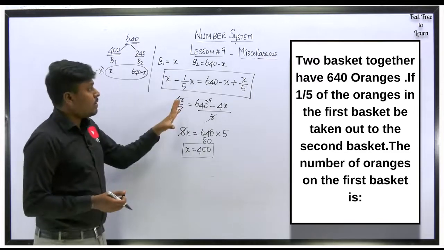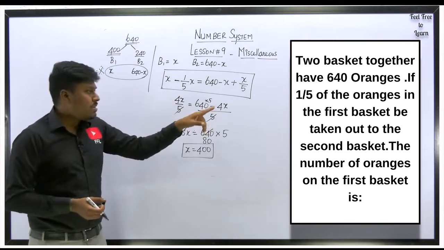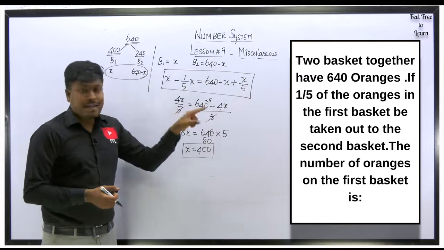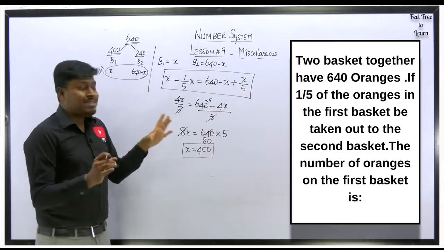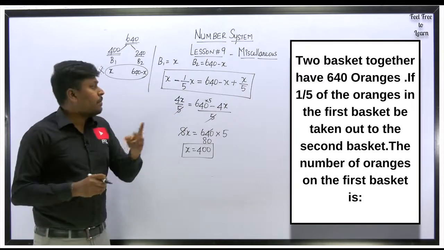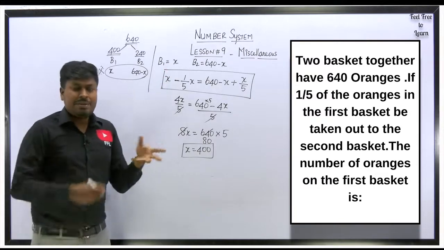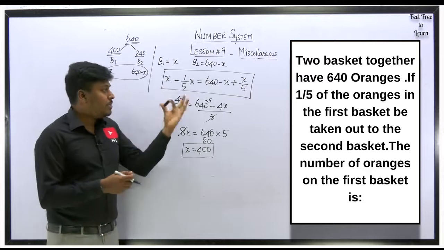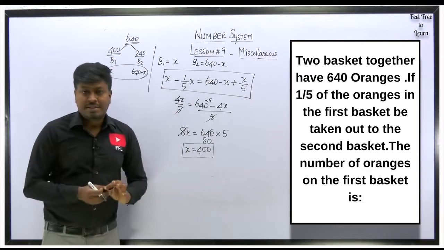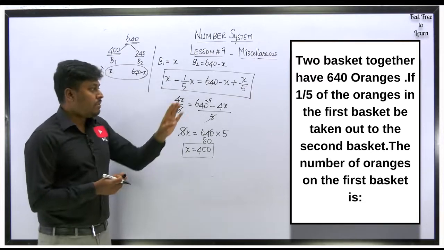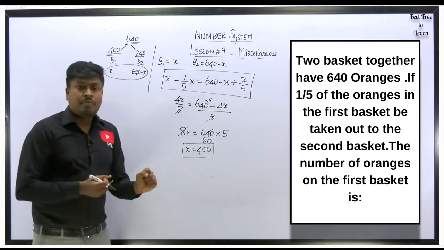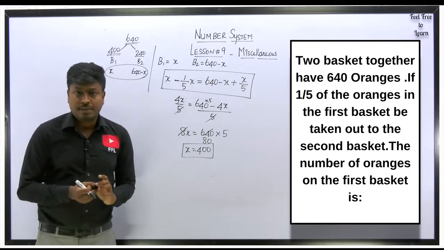So friends, understood or not? Very easy question. This was the question they asked in the staff selection exam. So see how easy it is. You have to understand two important concepts: how I wrote this and how I wrote the equation. Once you practice more questions, you too will be able to write this equation easily. So finally, the answer for question number 4, the total number of oranges in the first bag, will be 400.